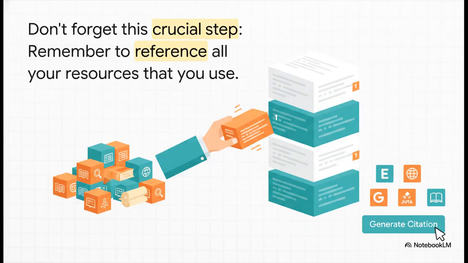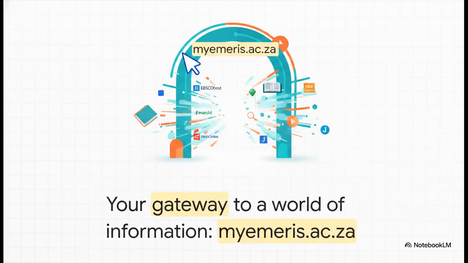Step 7 is an absolute must. You have to reference everything. It's all about academic integrity, giving credit to the people whose work you're building on. But here's another great tip. Almost every database has a cite button. You click it, and it will generate the citation for you in different formats. It's a total lifesaver.